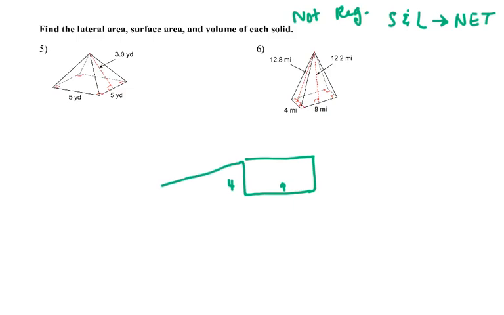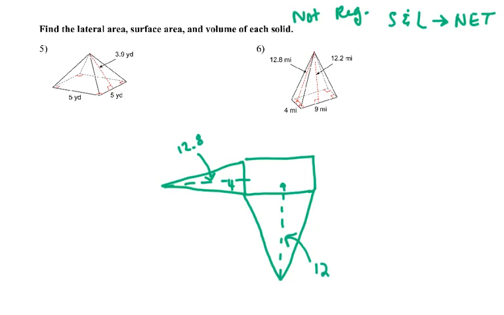So we have this lateral face, and this one has a slant height of 12.8, and this one has a slant height of 12.2. They have different slant heights because our base is not regular. And then we've got the other two faces that will be congruent to those.